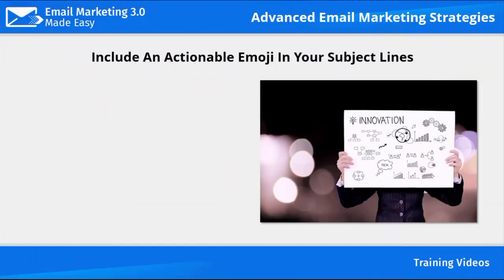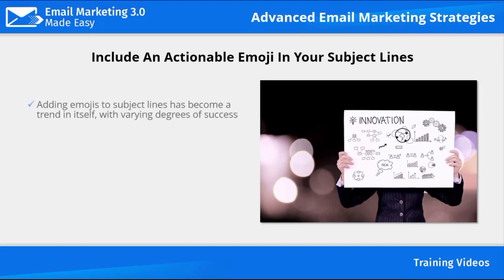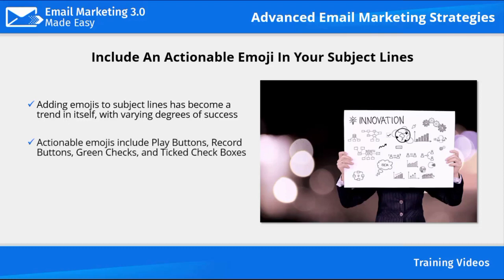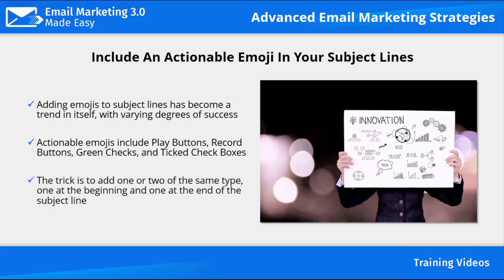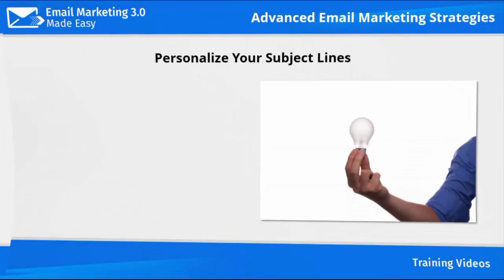Include an actionable emoji in your subject lines. Adding emojis to subject lines has become a trend in itself, with varying degrees of success. What has really worked, though, is adding actionable emojis to subject lines. Actionable emojis include play buttons, record buttons, green checks, and tick checkboxes. The trick is to add one or two of the same type, one at the beginning and one at the end of the subject line.